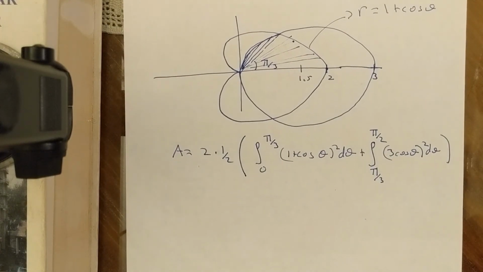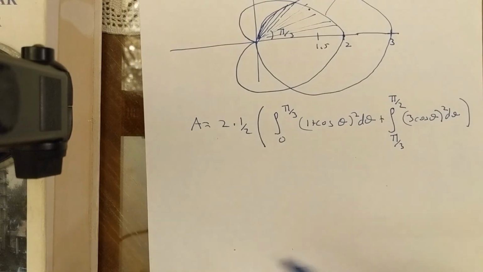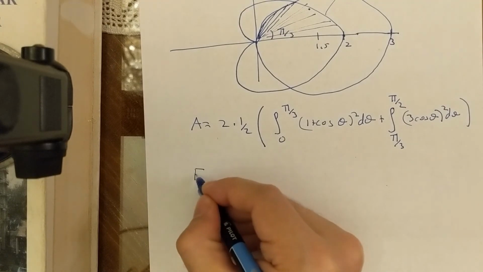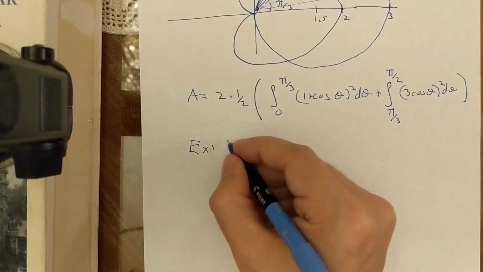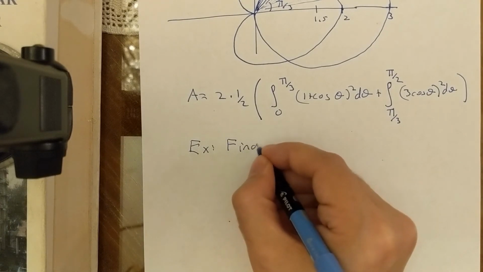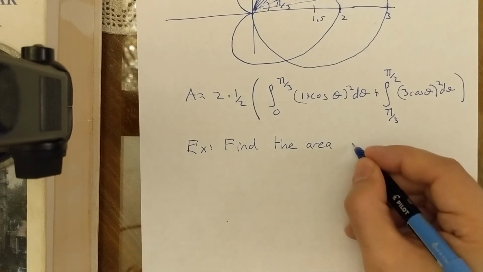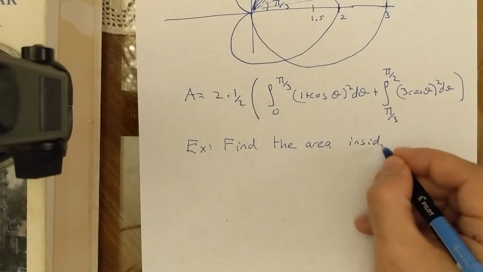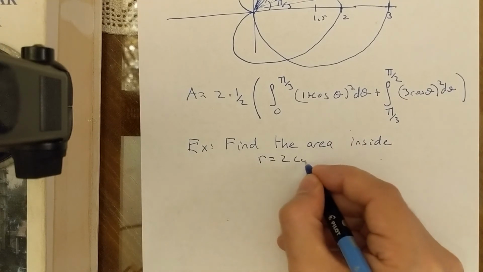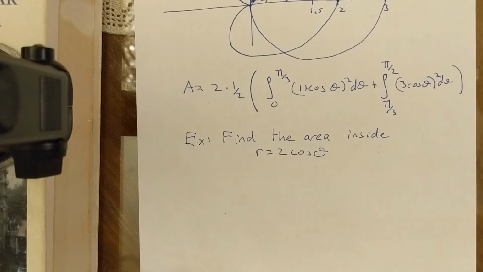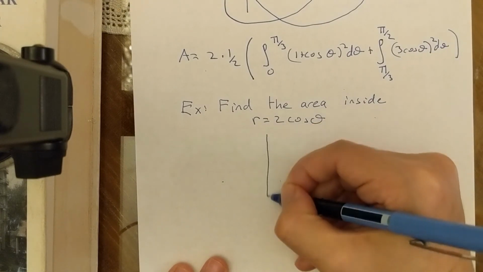Okay? Now, I want to end up with one single question. Okay? I'll let you guys try to work this out. I want you guys, so this is interesting, find the area inside r equals 2 cosine theta, okay? So it looks like a dumb question, but it's not. There's a point to this question.